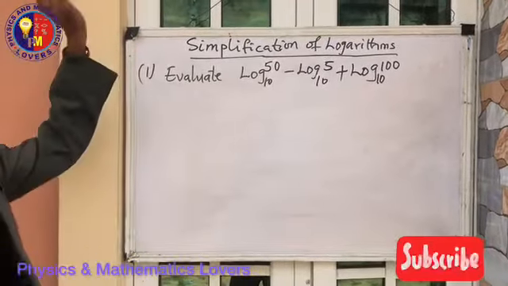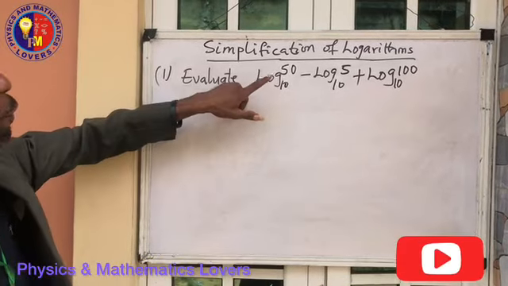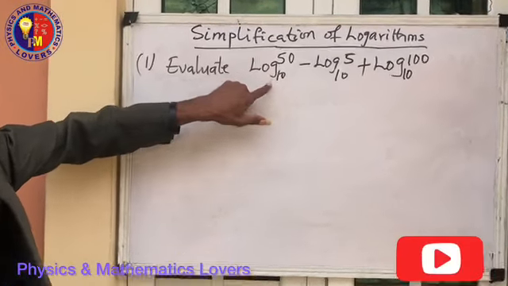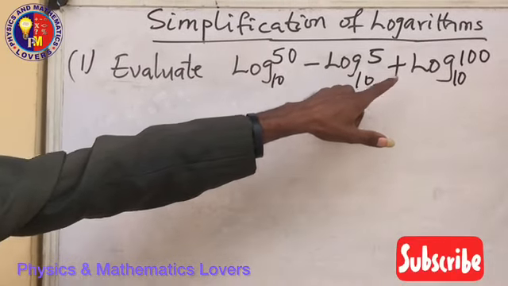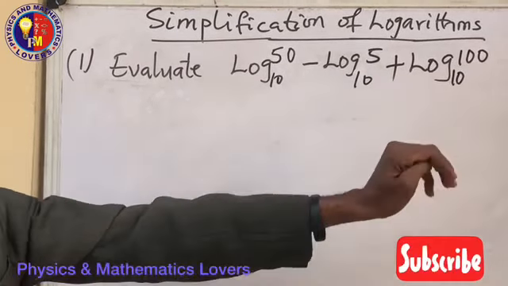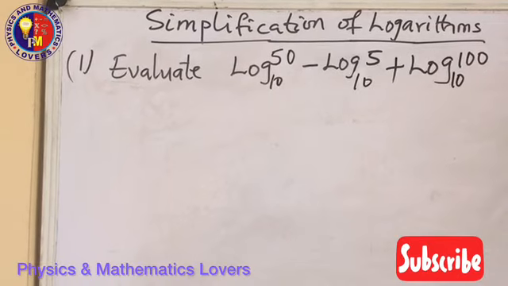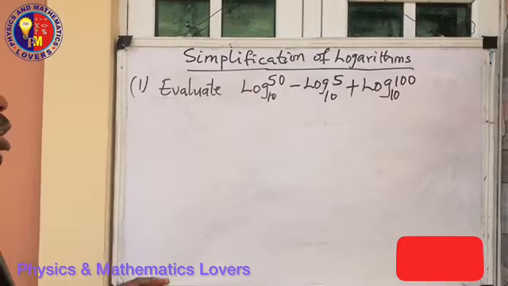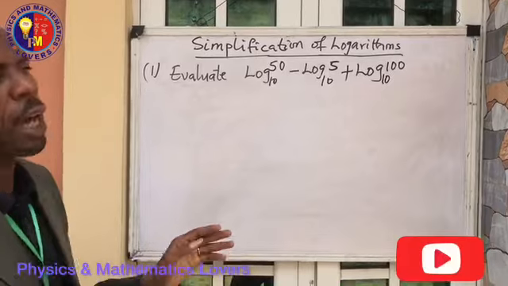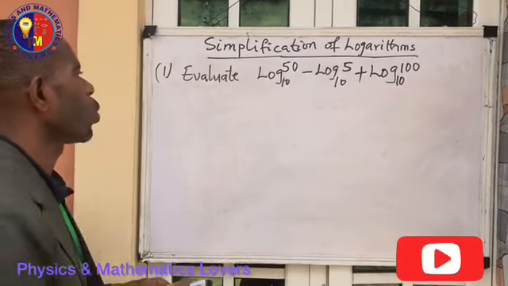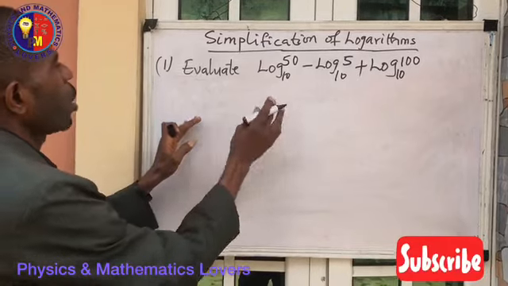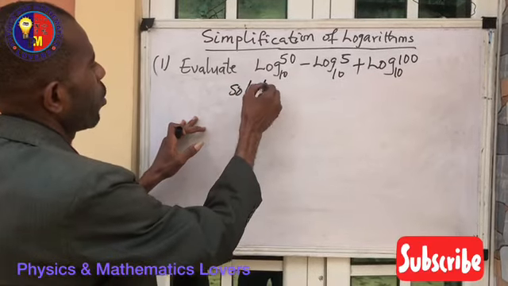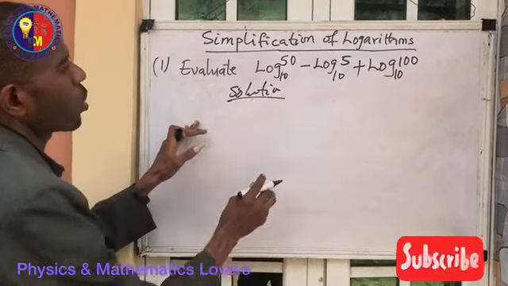Look at the question on the board. It says log 50 to base 10 minus log 5 to base 10 plus log 100 to base 10. Yes, this is a combination of both addition and subtraction law. So according to the laws of logarithm, we first of all write: solution.